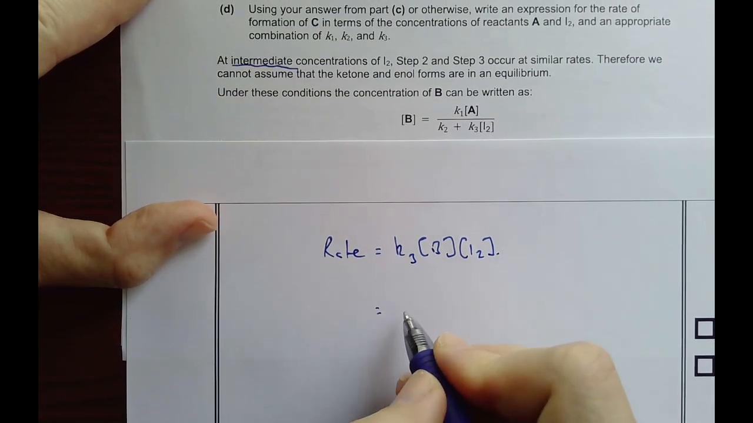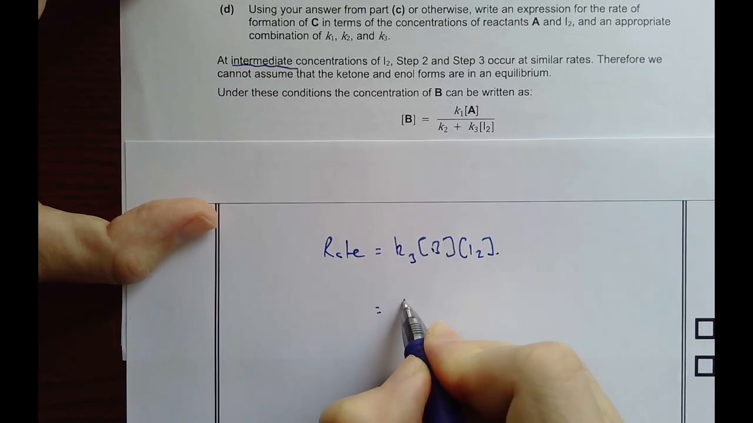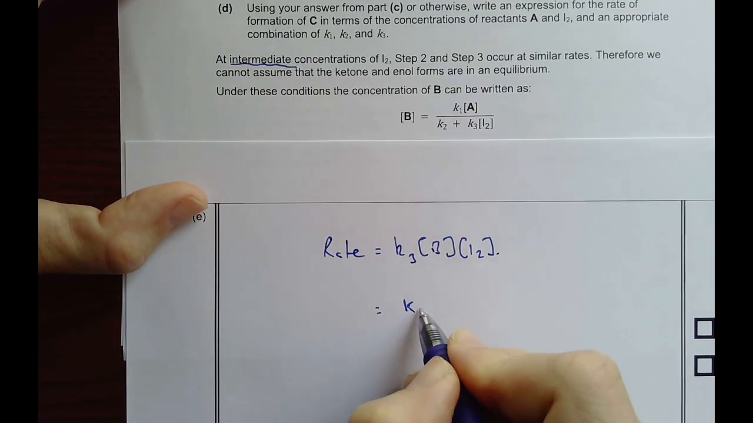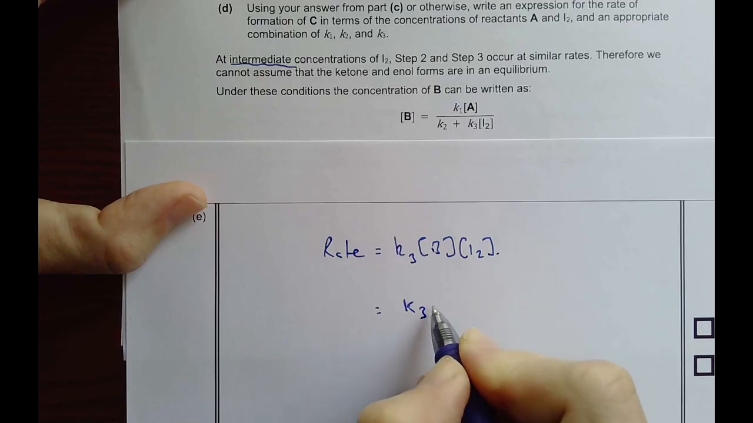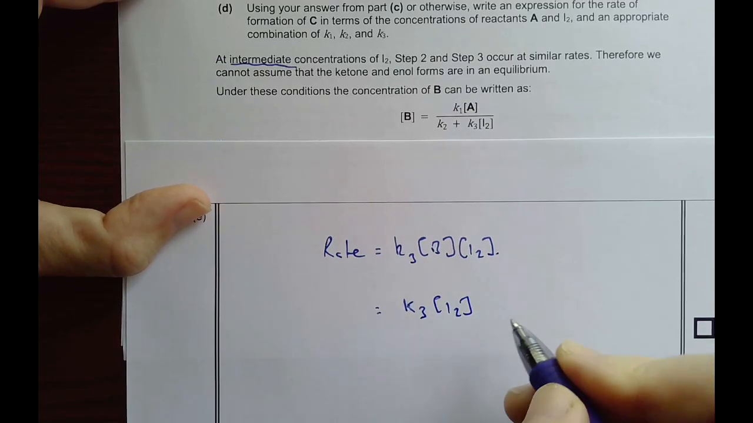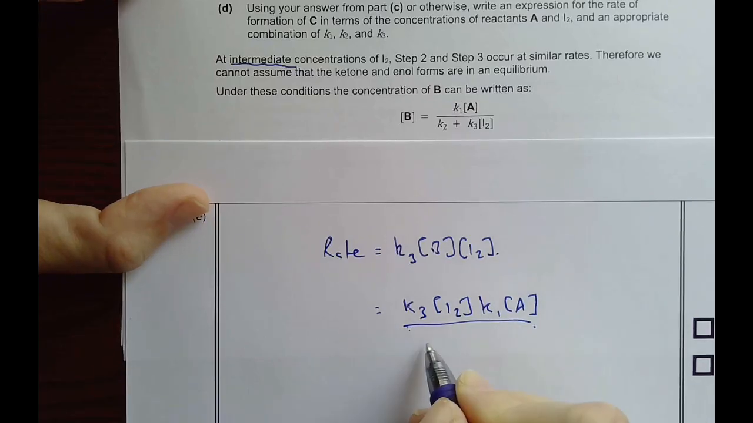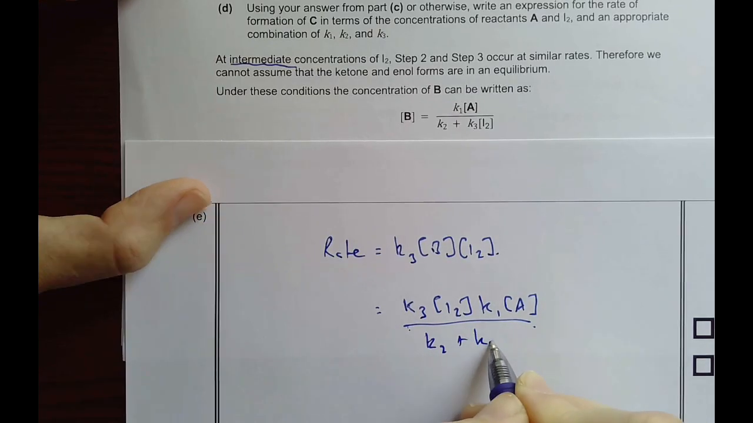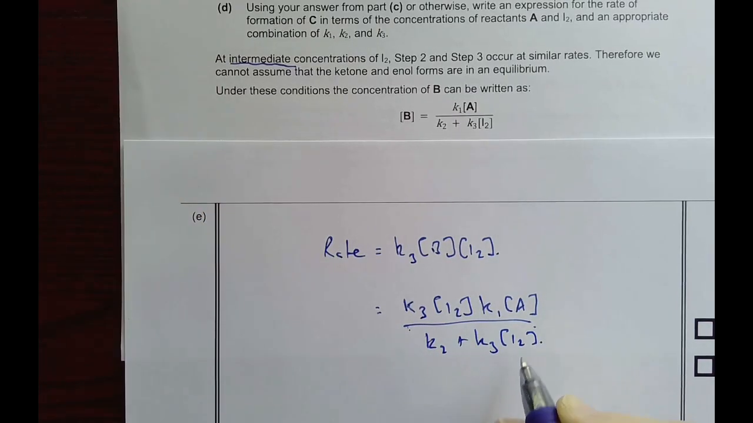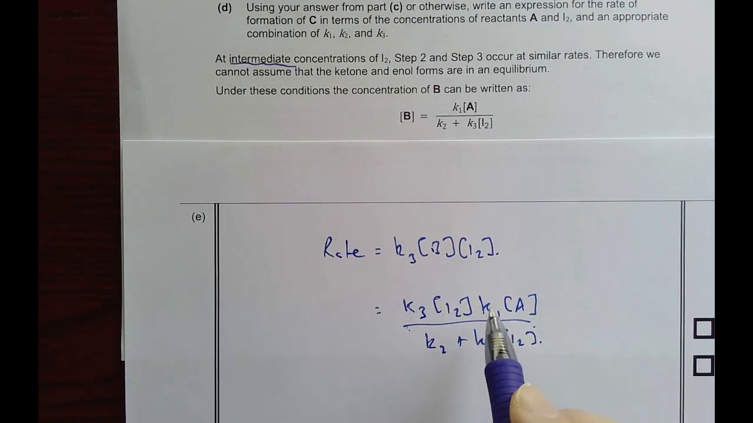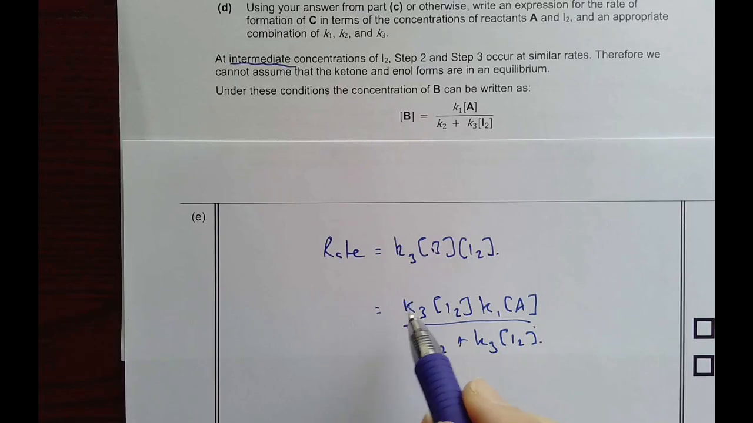So I'm going to put it in: K3, I2, write it like that, and then I'm going to write K1 A over K2 plus K3 I2. You can tidy it up if you want, put the rate constants next to each other and the concentrations next to each other. That's fine, but there's no way of simplifying that, so we're going to leave it there.